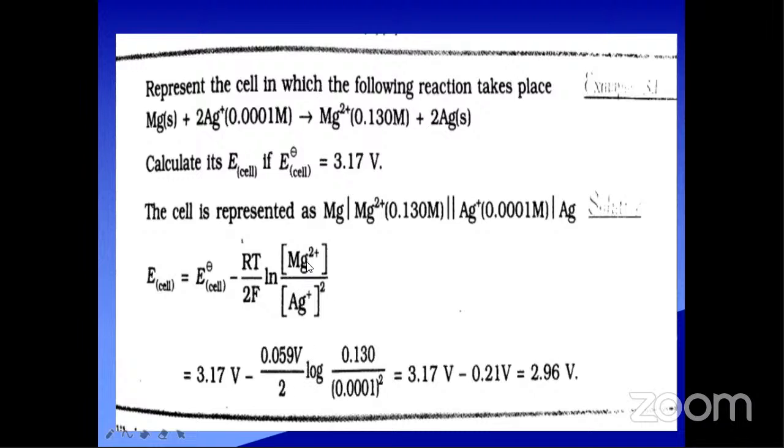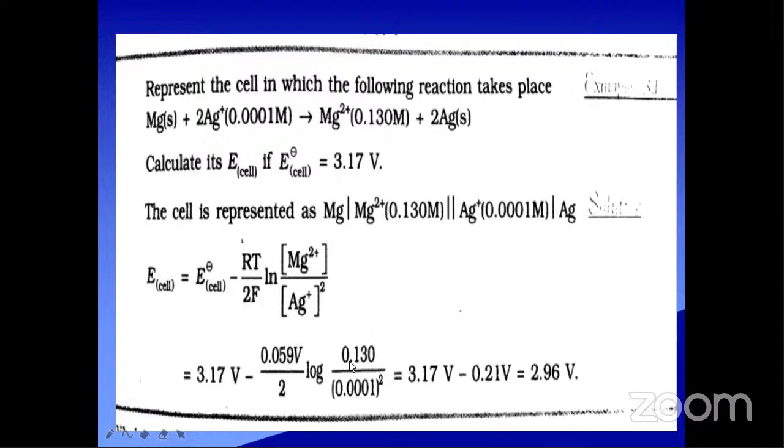Then log of the concentration of product. Here what is the product? We should consider only the aqueous solutions. For pure solids, activity or concentration equals 1. Magnesium solid equals 1 as well as silver solid equals 1, that means unity. So we need not take Ag and magnesium into account, because here they are 1 and 1. So what is the product here? Magnesium 2 plus is present. So what is the concentration given?